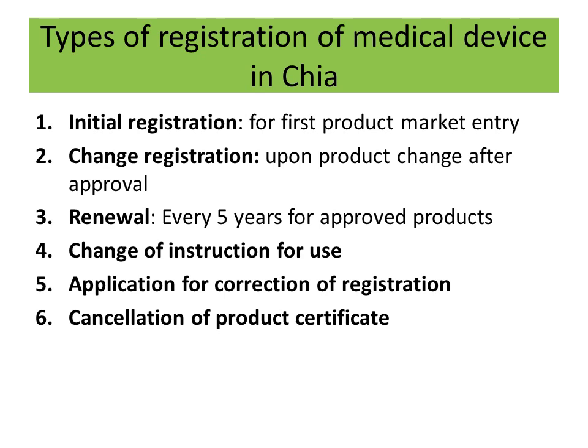The Chinese certificate is valid only for 5 years. So you need to renew it every 5 years. Besides it, you have to apply for a minor registration for IFU change and correction of registration as on the certificate. You can also actively apply to cancel an approved certificate.